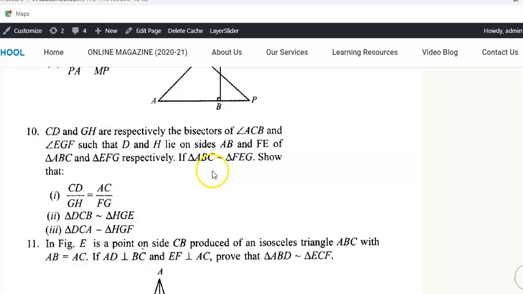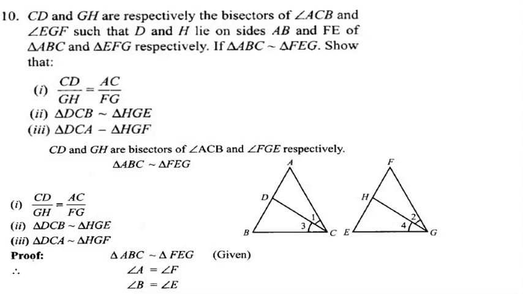If triangle ABC is similar to triangle FEG, show that... So here you have to prove this. So let us examine these three things. Now what we have to show, firstly, is CD by GH. So we just draw these two triangles. First we draw the triangle ABC, and the second triangle is EFG. So this is CD and this is GH.